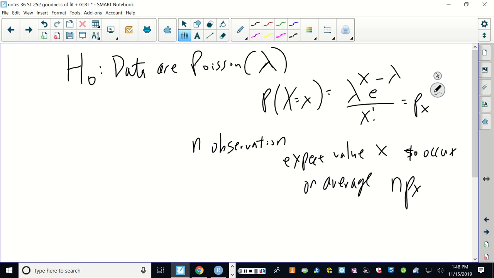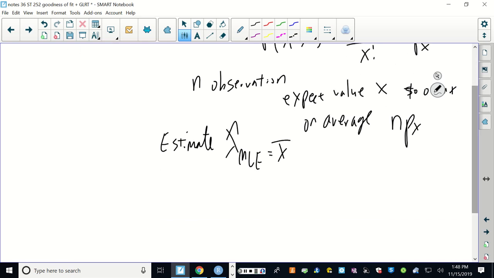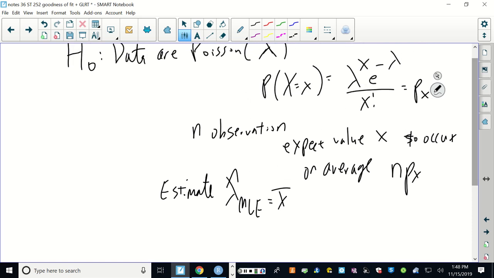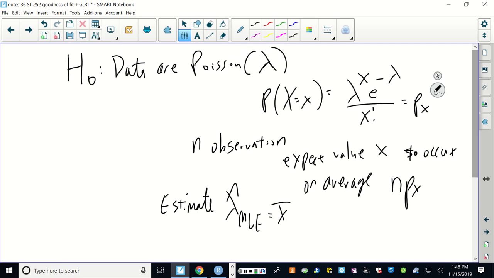And so we estimate lambda. Our lambda hat, our MLE, for Poisson just turns out to be the average count out of n observations. Then we can calculate the expected values that we see, and we can compare them to our own tabulation. How many zeros, ones, twos, and other things do we have? And the alternative is that our data do not come from a single Poisson random variable.